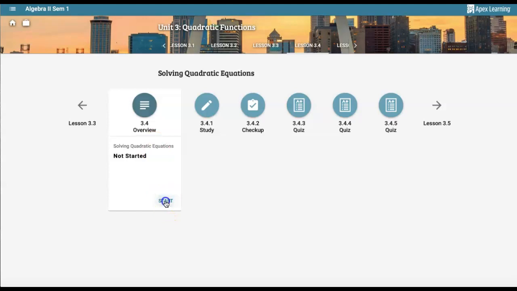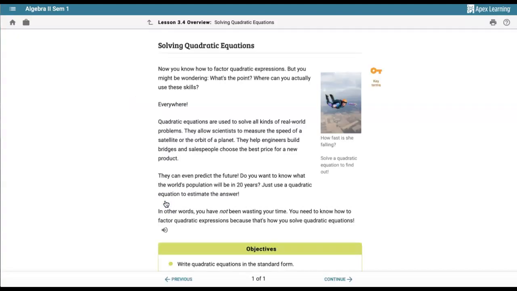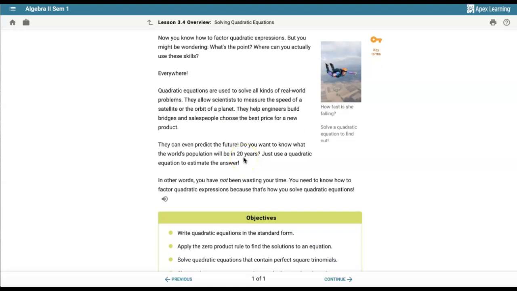But 3.4, if we start here with the overview, all right, so again, we should have been working for all of Unit 3 on factoring quadratics, right? We talked about a lot of special cases and we worked through how to do those, okay? But you might be wondering what's the point, right? And again, I keep bringing this up. Quadratics are in a lot of places, but again, in a lot of unknown places where you might not think to look. Again, a lot of times they're used for satellites, they're used for orbit, they're used for planetary things, they're used for astronauts, right? I keep bringing up they're used for throwing baseballs, they're used for catching baseballs, all that kind of stuff, all right?